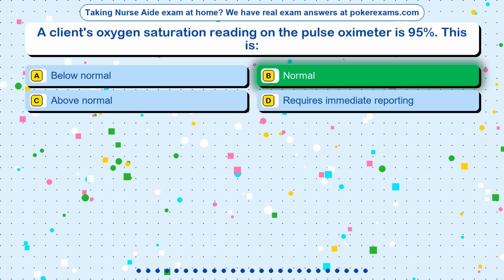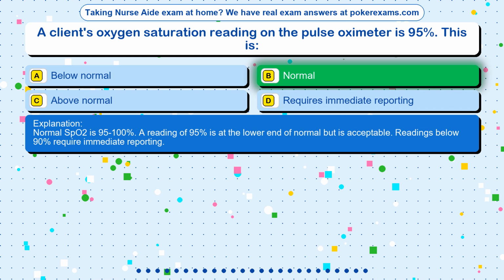The correct answer is option B. Normal. Normal SpO2 is 95 to 100%. A reading of 95% is at the lower end of normal but is acceptable. Readings below 90% require immediate reporting.